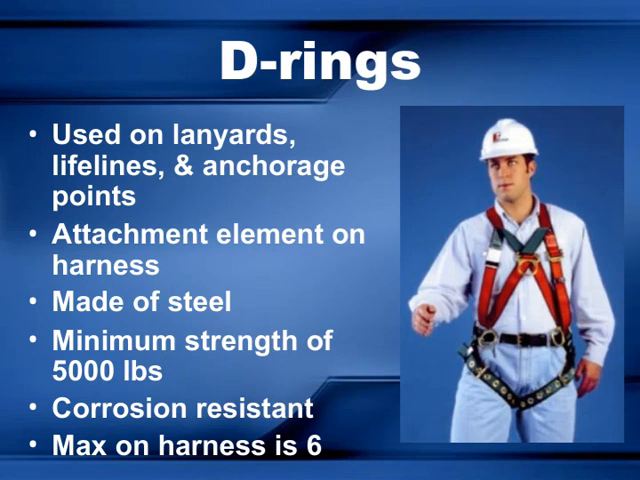Now, let's talk about the attachment points used in fall protection systems. These are typically found on lanyards, lifelines, and anchorage points, serving as the critical connection between the harness and the anchorage. The attachment element on the harness itself is usually made of steel, which is chosen for its strength and durability. In fact, these steel components must have a minimum strength of 5,000 pounds to ensure they can withstand the forces generated during a fall.